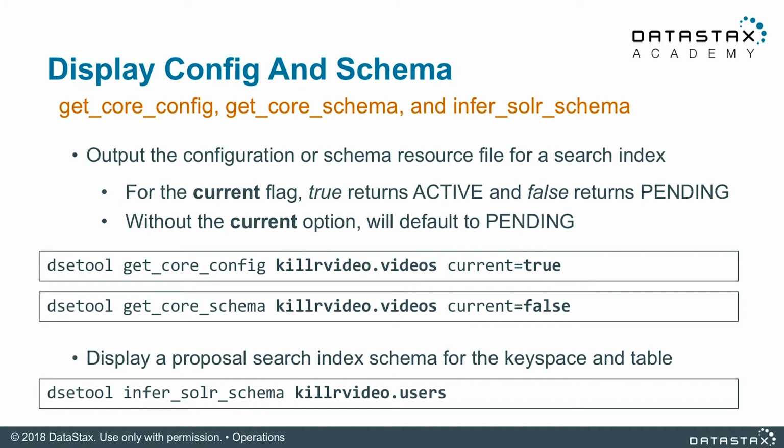The commands here show ways to review the search index schema and config. With getCoreConfig, you can read the contents of the pending configuration, and with getCoreSchema, you read the contents of the pending schema. The current parameter can be used to read the active resource instead, if set to true. Like the command readResource, these two commands will display the contents to standard output, but can be piped to a file as needed. Finally, there is a command inferSolrSchema that will display what the automatically generated schema would look like for a table. Of course, the table needs to be defined, but the command will work regardless of whether the table currently has a search index or not.